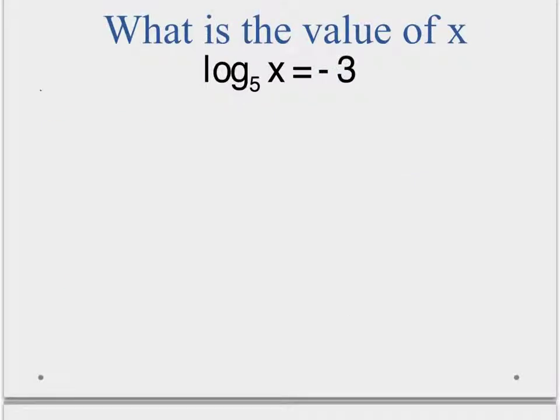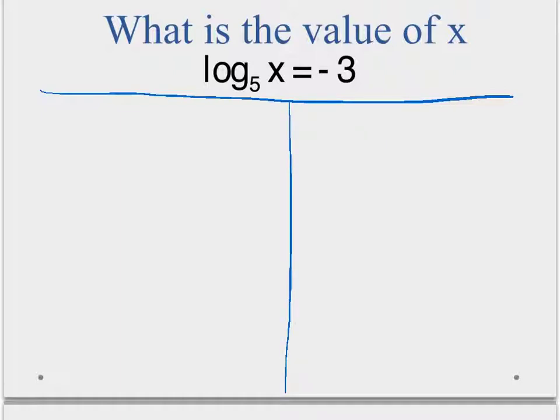Okay, this is another question where you can solve it two different ways. So the first way would be to use the definition. The definition says 5 to the negative third power equals x. So x has got to be 1 over 125.